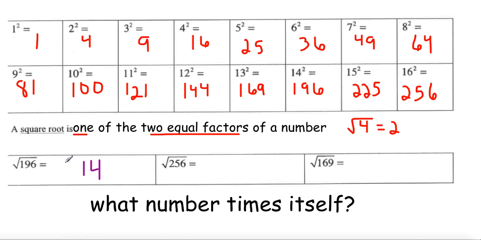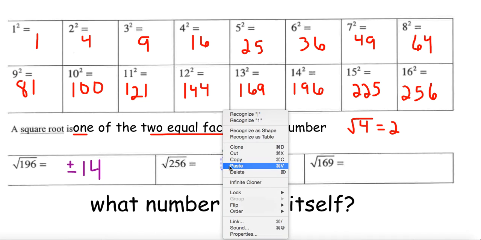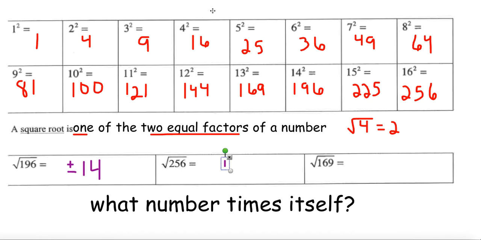Sometimes you'll see that positive and negative, and that's just to say that a positive times a positive, 14 times 14, is going to be 196, but a negative times a negative is also going to be 196, because a negative times a negative equals a positive. So the square root of 256 is either going to be positive 16 or negative 16, or you just write 16.